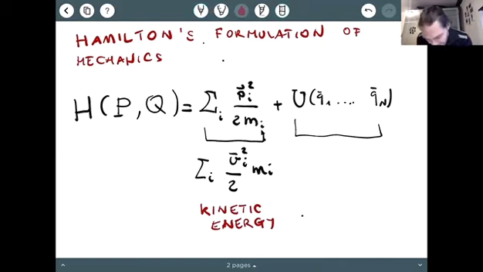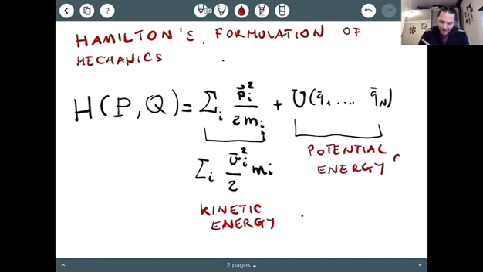Okay, so now we have a function that is a sum of a kinetic energy and a scalar function of position. It is tempting to imagine that this will have to do with the potential energy. But the connection with potential energy, I put a question mark, will become clear in a moment.